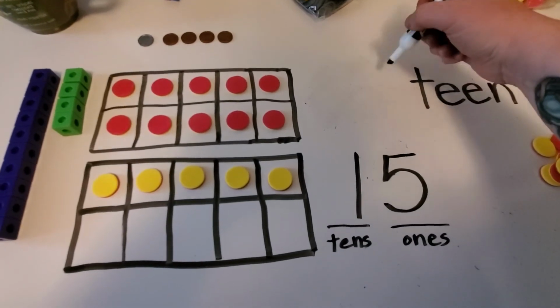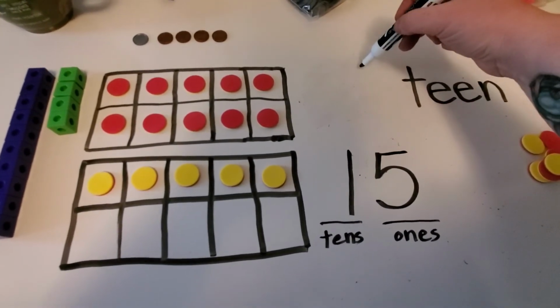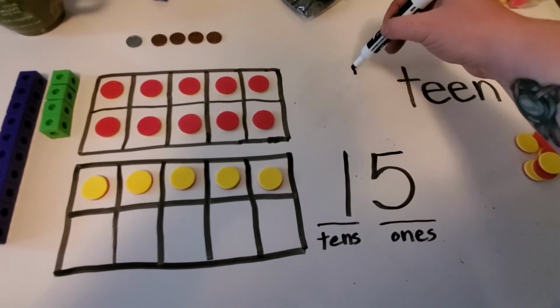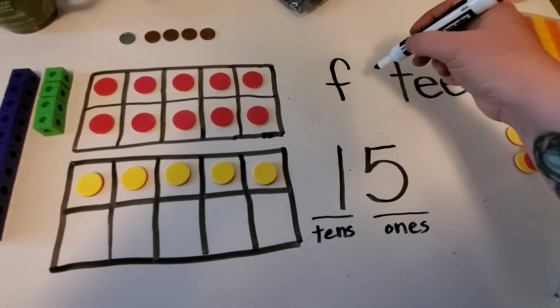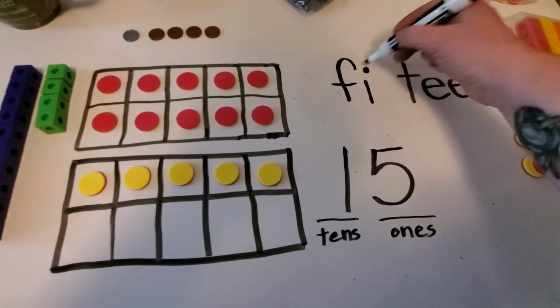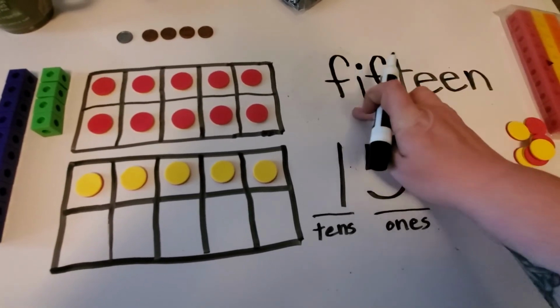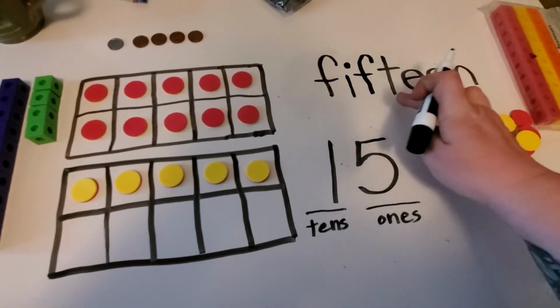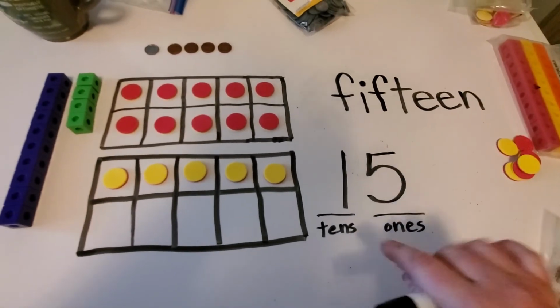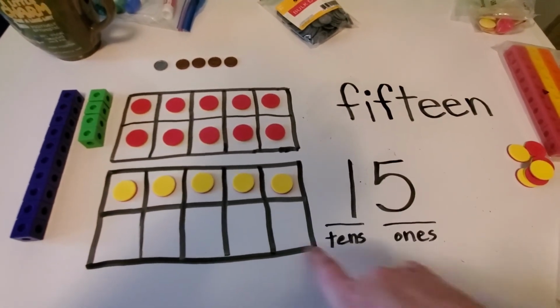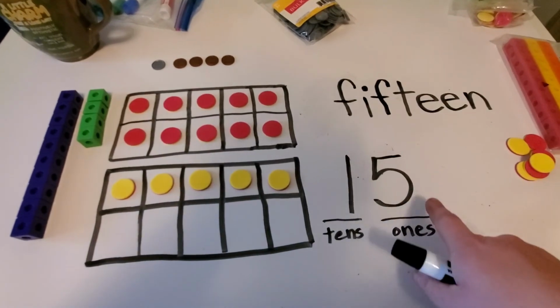So now I'm going to make my 15. All right, that's our Frankie fish sound. So we're going to start with an F. Iggy iguana. Another Frankie fish. 15. F-I-F-T-E-E-N. 15. All right, we got our 1 10. Our 1 10. And our 5 ones.